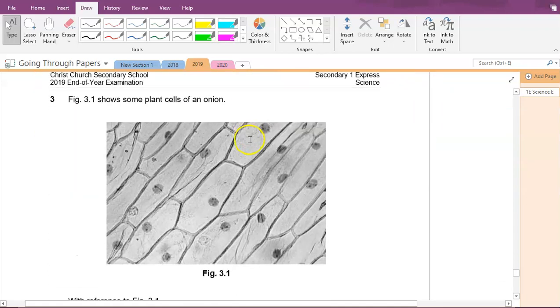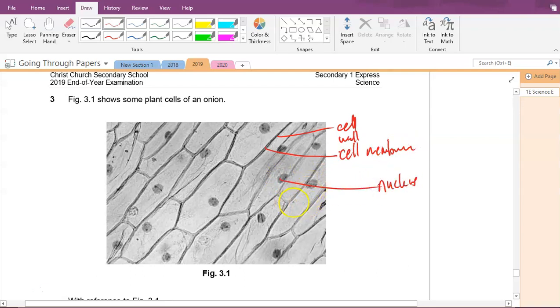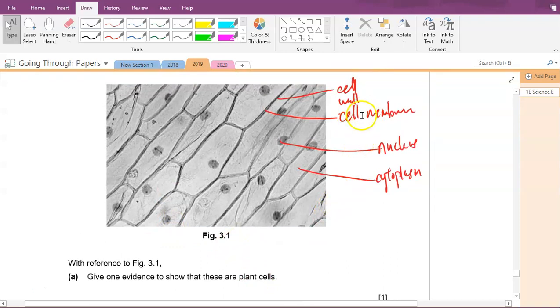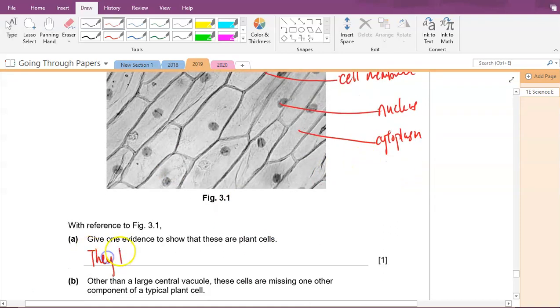Next, question 3. Figure 3.1 shows some plant cells of an onion. What you can see clearly is the cell wall, and the inner one will be the cell membrane. This one obviously is the nucleus, and between the nucleus and the cell wall and cell membrane, this will be the cytoplasm. These are the only few things you can see. Next, give one evidence to show that these are plant cells. We know plant cells must have a cell wall, so the evidence is they have a cell wall. This is the evidence you need to identify that they are plant cells.